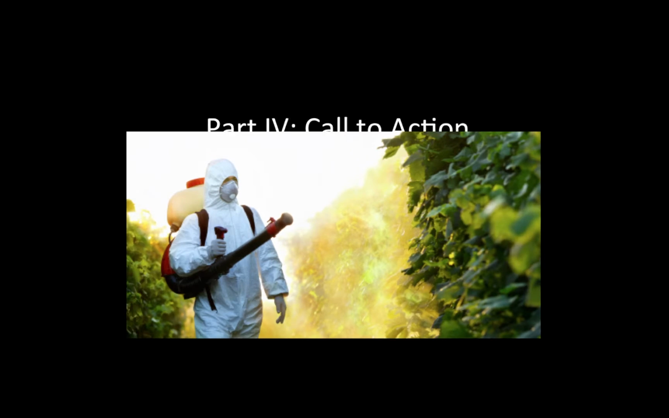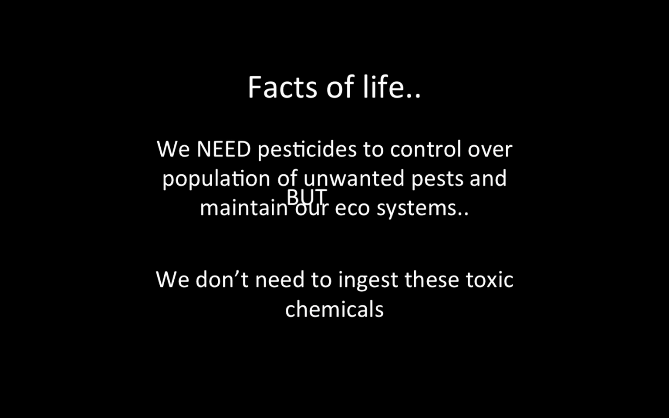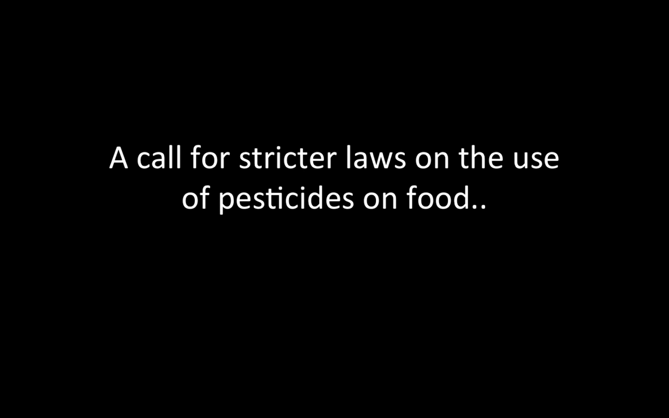So, what can we do about it? The fact of life is that we need pesticides in order to control our unwanted pests, but we do not need to ingest all of these toxic chemicals. Actions that can reduce overexposure to chemicals include stricter laws on the use of pesticides on our food and in particular the cleaning processes once they have been grown.